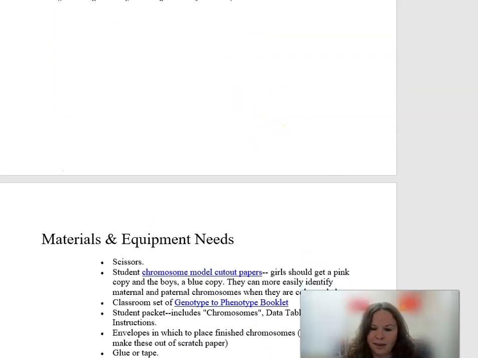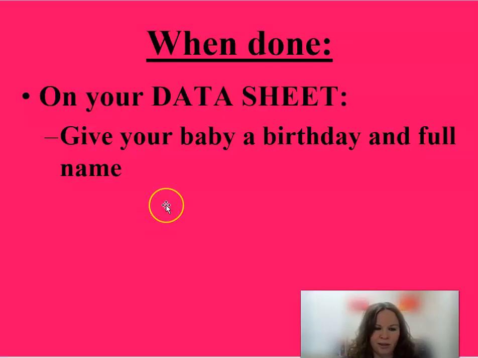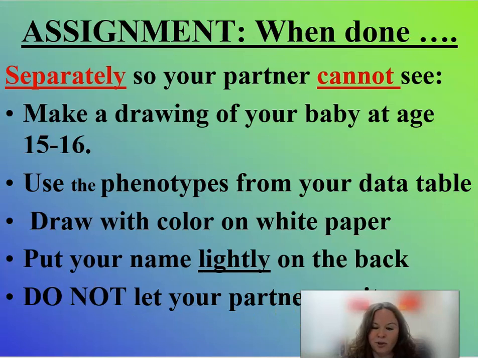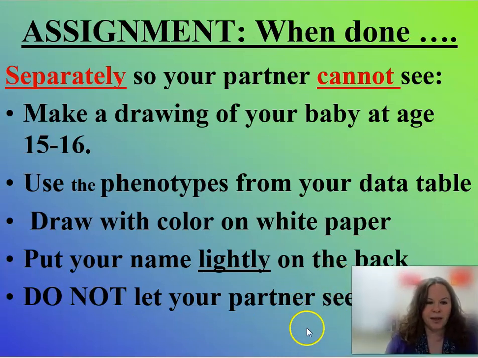And then comes time for your assignment. When done, make sure your baby has a name and a birthday. That's important. And then return your directions packet and your chromosomes to the front. And then separately move away from your partner for this part. You don't want them to see this.